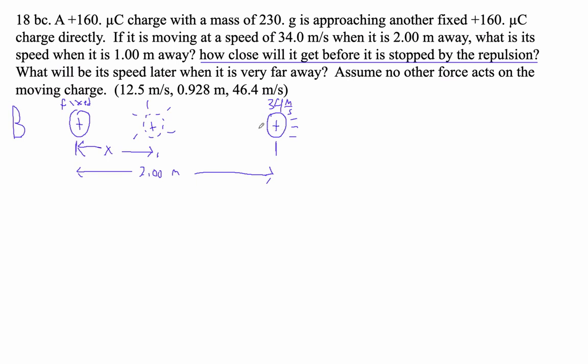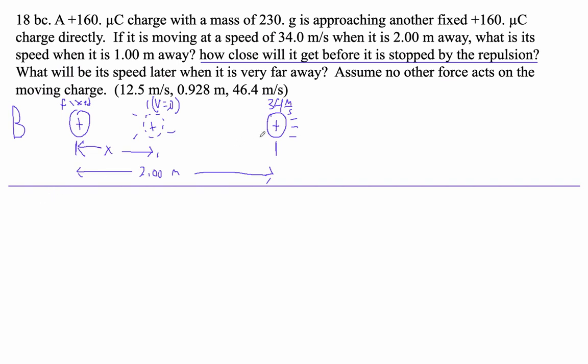And so it's going to stop at some distance x, where its velocity will be 0. That's the implicit thing there, right? So in this situation here, what we've got is kinetic energy and potential energy at this point. Here it's going to have only potential energy, okay?